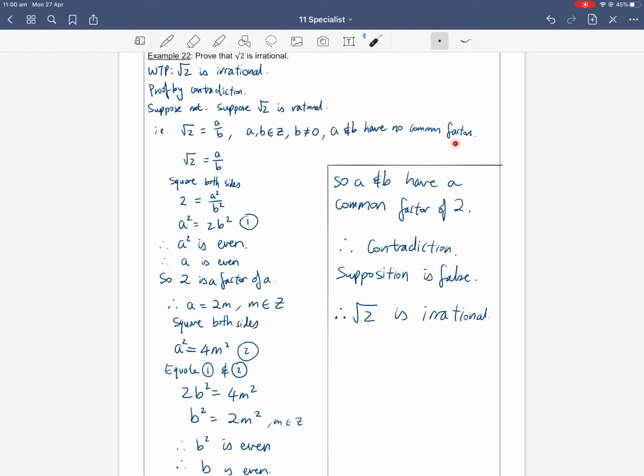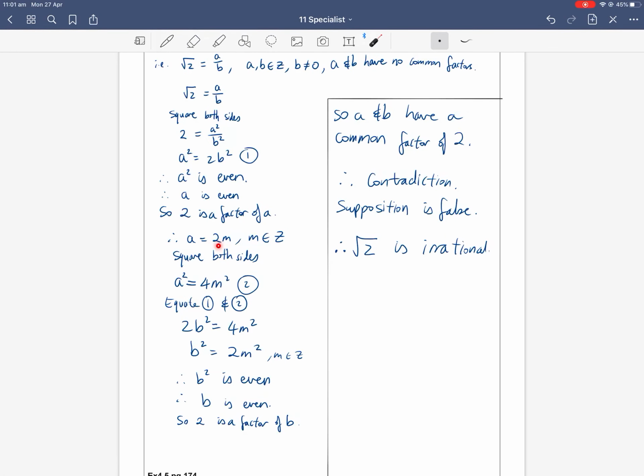What's the definition of rational? It means that root 2 is equal to a fraction where a and b have no common factors, and a and b are integers. Well, let's consider this relationship. Square root of 2 equals a over b. If you square both sides, you can rearrange the relationship to be a squared is 2b squared. Because b squared is also an integer, so 2 lots of that means a squared is even. So a is even, which means 2 is a factor of a, because a is a multiple of 2, which means we can write a as 2 lots of some number, because a is even.